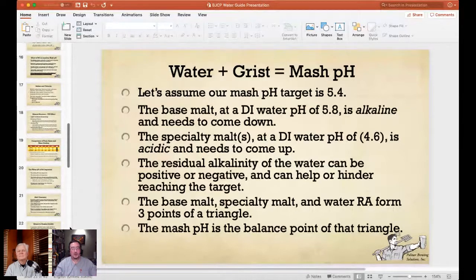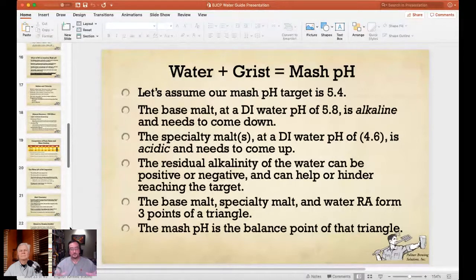The residual alkalinity of the water can be either positive or negative, and so it can help or hinder us reaching our target mash pH. And in fact, you could create a grain bill that would exactly hit your target mash pH simply by doing a mass balance of your alkaline base malt plus your acidic specialty malts plus the residual alkalinity of your water.